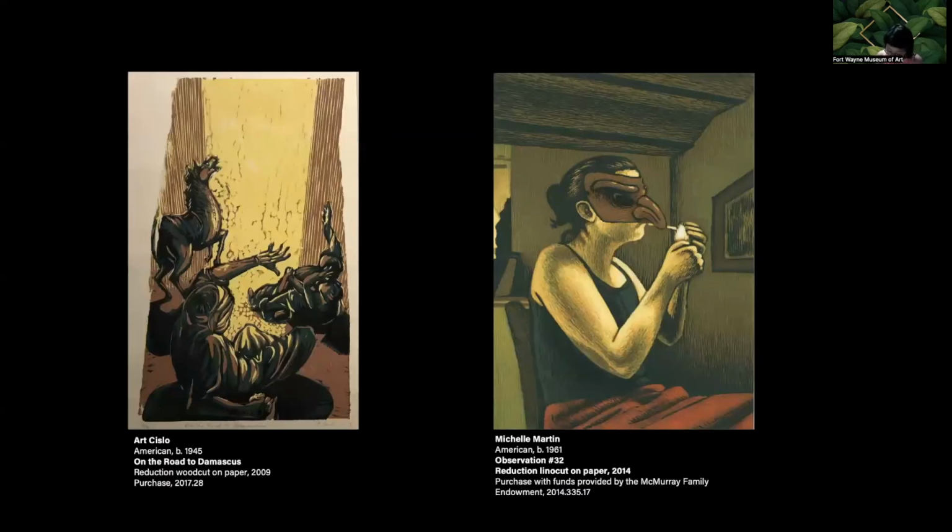Another way to accomplish color printing is through a reductive process. These are examples of reduction prints in which the artist used a single block to print all the layers of the print rather than using a different block for each color. To begin, the artist cuts away any area that will remain the color of the paper and prints the lightest color on every sheet in the edition.